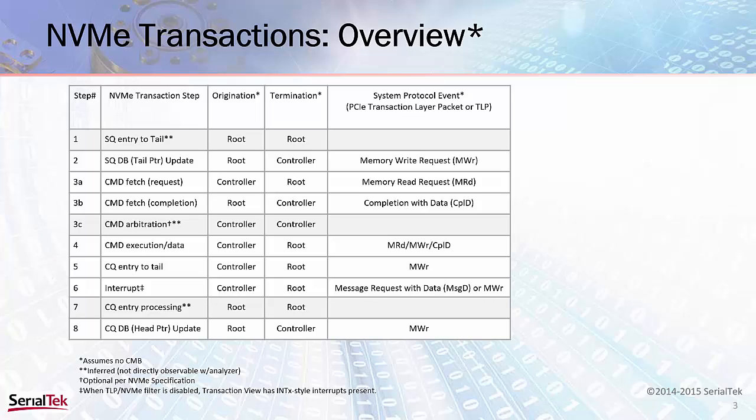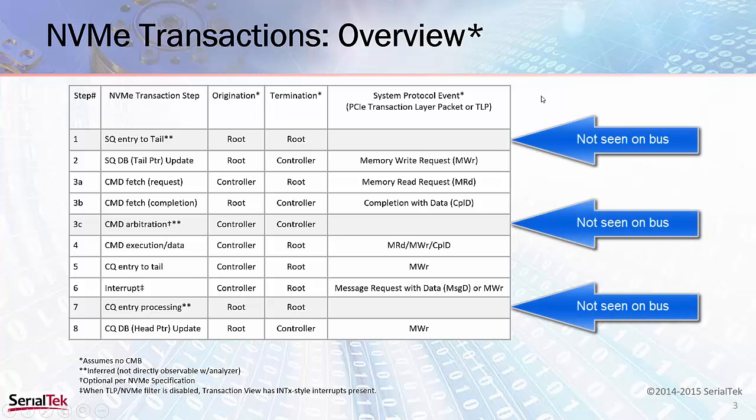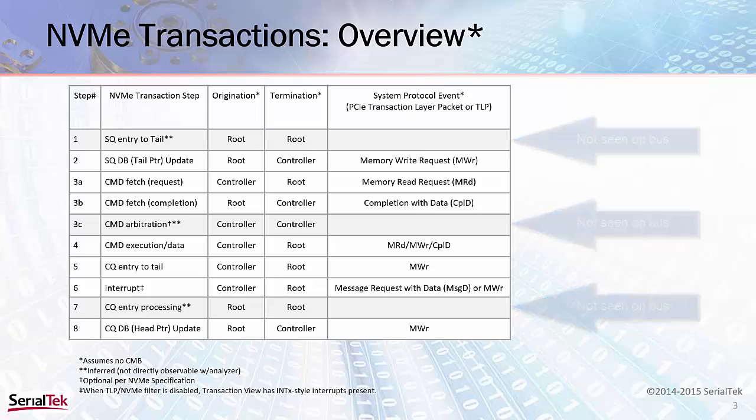NVMe transactions consist loosely of 8 steps, the majority of which can be seen and observed by an analyzer, some of which cannot though. For example, submission queue entries to tail occur entirely within the root unless the controller has its own set of memory in order to have its own submission queue. We're assuming that that's not the case, as those devices have yet to come to market.